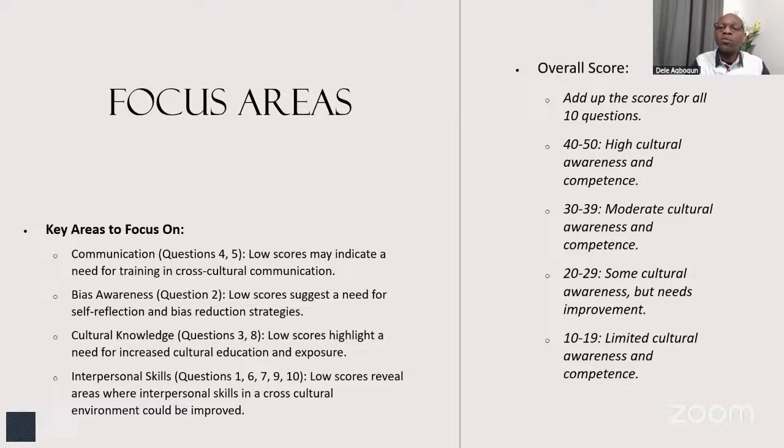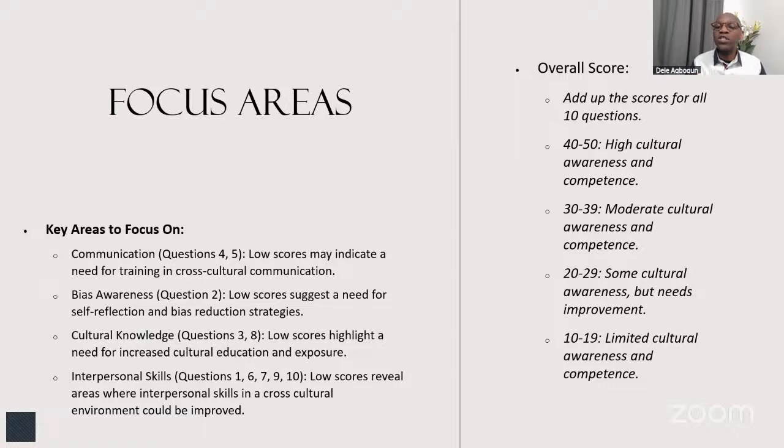But if your total is between 30 to 39, then it means you fall within the category that we call moderate cultural awareness and competence. It's not bad because the total that you can score is 50. If each question maximum is 5 and we have 10, that means you have a total score of 50 to achieve. So if you are within 30 to 39 over 50, which is also moderate, it's not bad, which means you have moderate cultural awareness and competence.